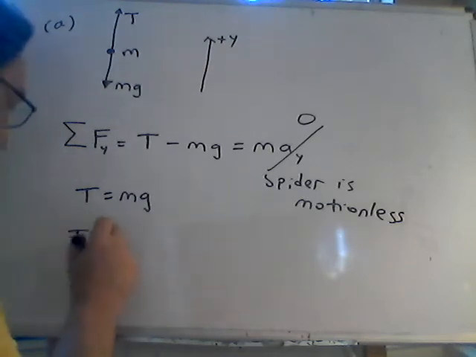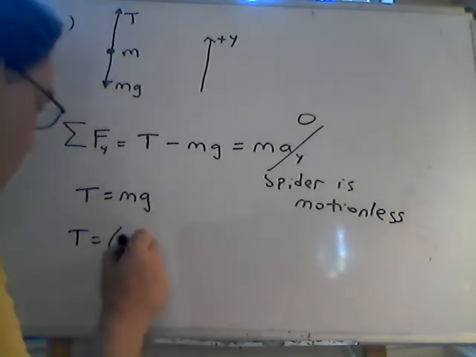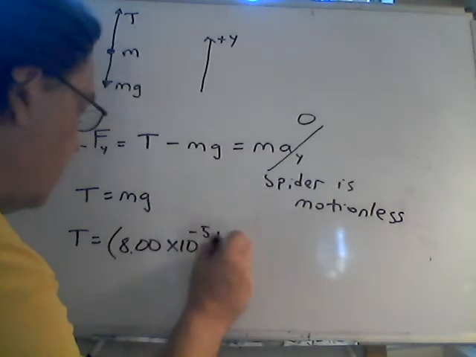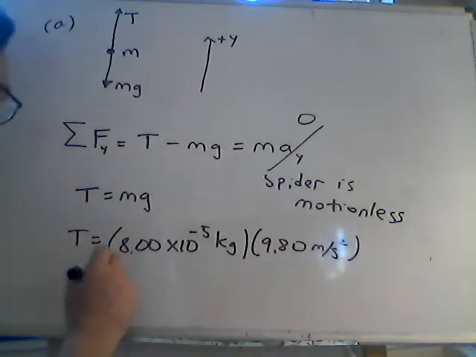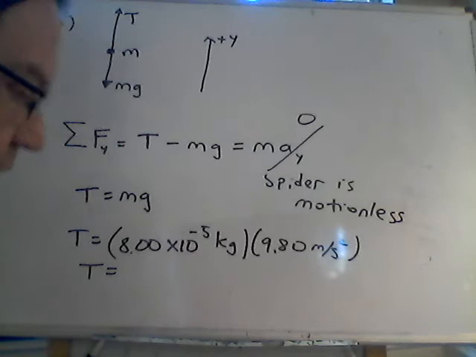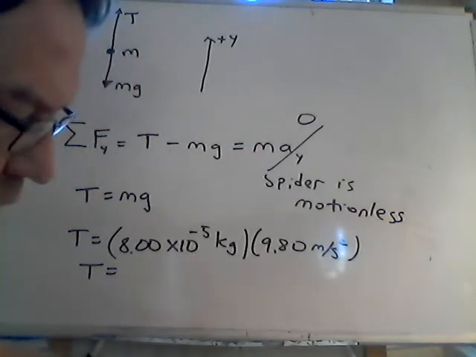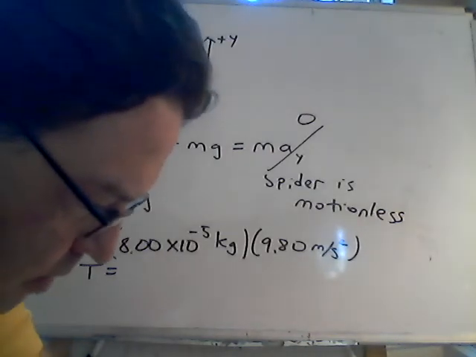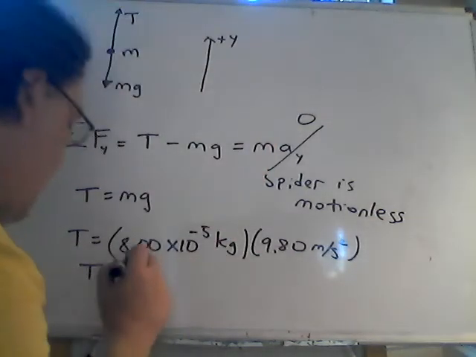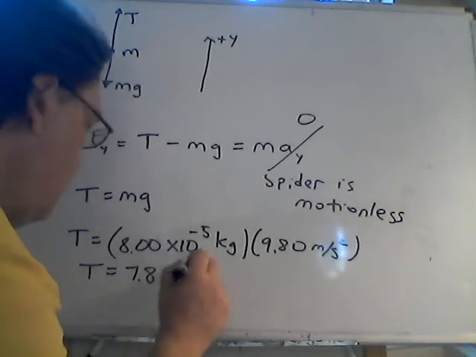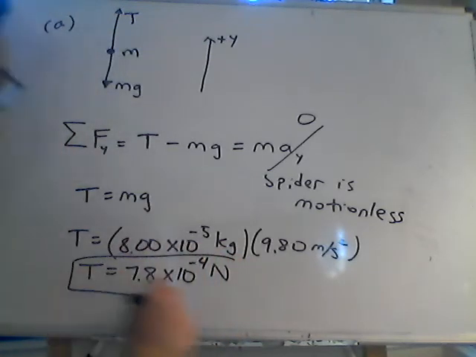And so tension is the mass of the spider, which I was given as 8.00 times 10 to the negative 5 kilograms, and the gravitational acceleration is 9.80 meters per second squared. The tension in the web strand, which happens to be equal and opposite to the weight of the spider in this vertical case, you work it out, you get 7.8 times 10 to the negative 4 newtons. That is the tension that the strand feels if it's just a vertical strand of silk and the spider is hanging on it, motionless.